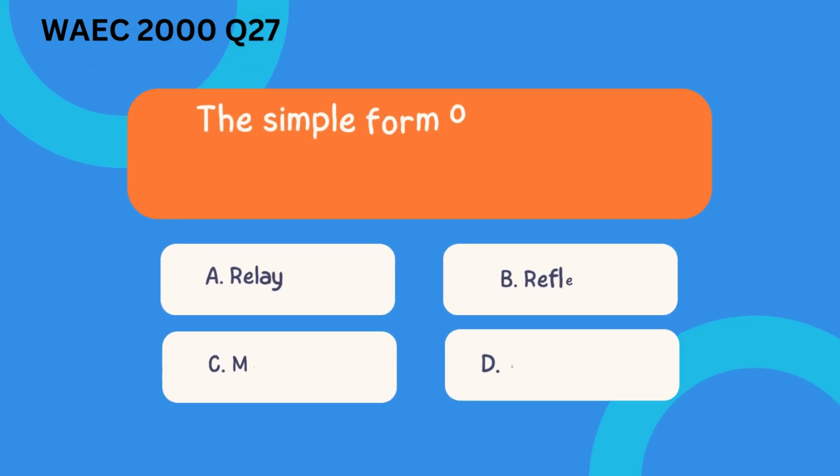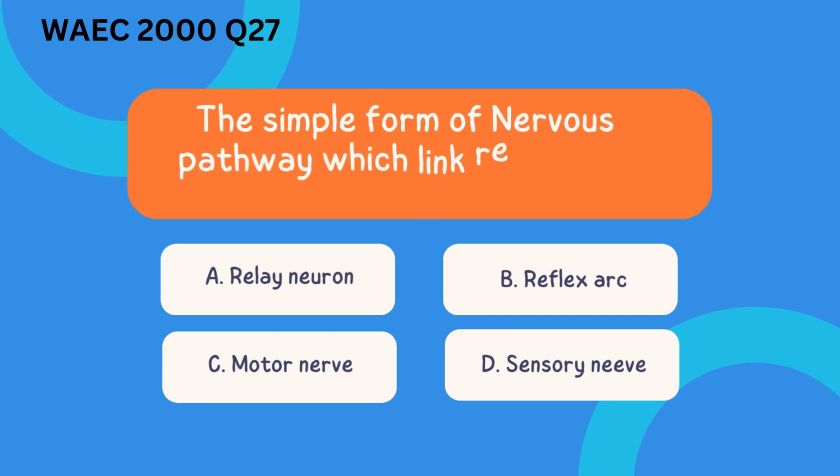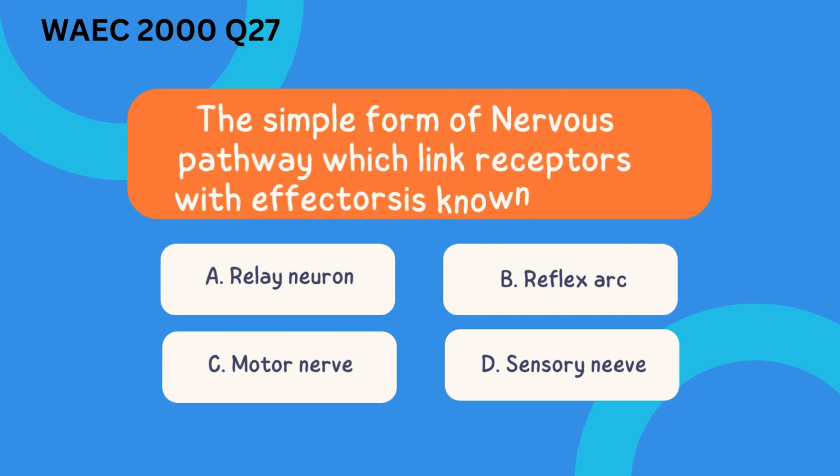The next question is from WAEC 2000, question 27, and it says, the simple form of nervous pathway which link receptors with effectors is known as the A. Relay neuron, B. Reflex arc, C. Motor nerve, and D. Sensory nerve. What do you think is the answer?